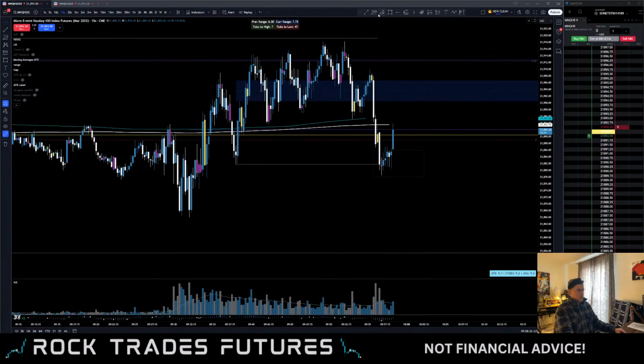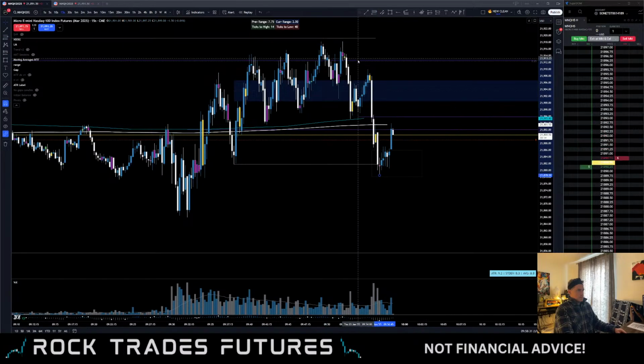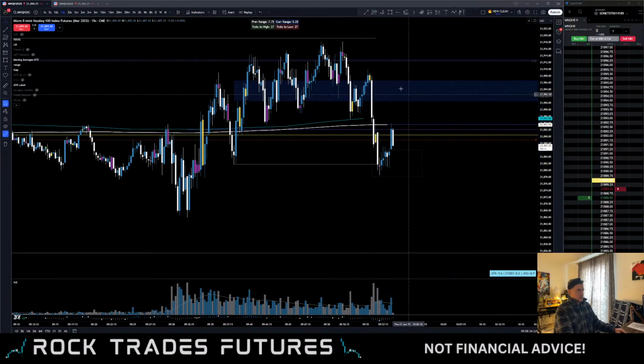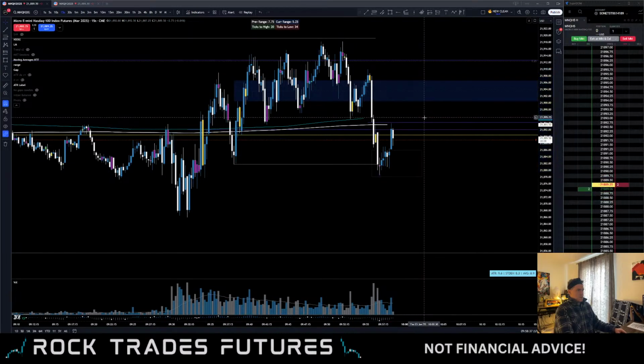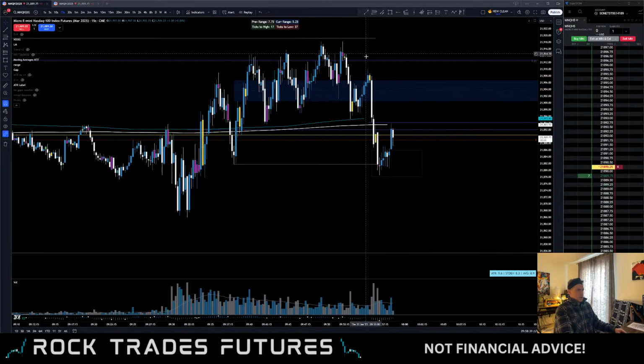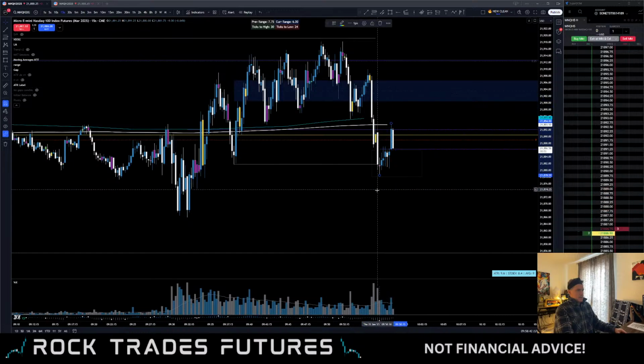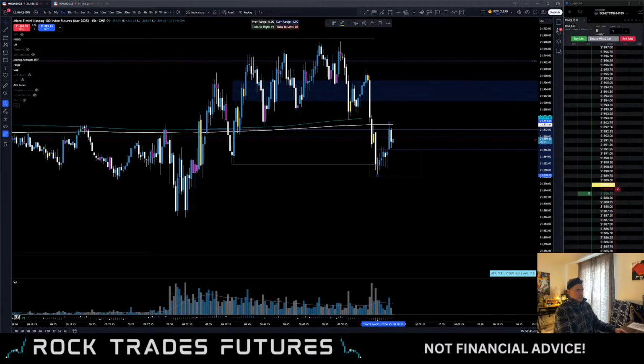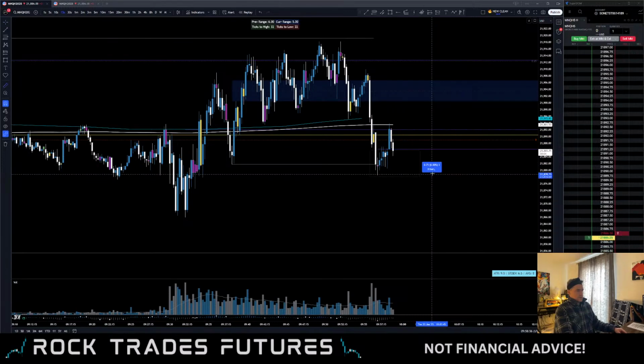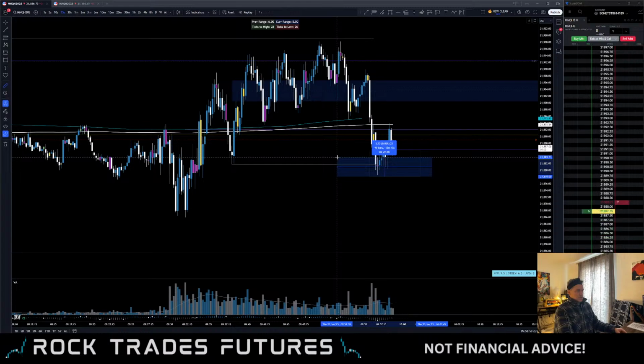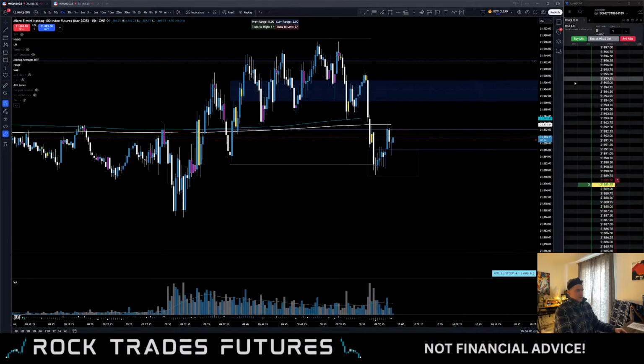SMA's here. So 50% of this range. Almost perfectly respected there. Let this come back to 50% of this swing. Box top. If I get a long trigger here, let's see what the risk is to the low. Still very low risk. That is technically a long trigger.